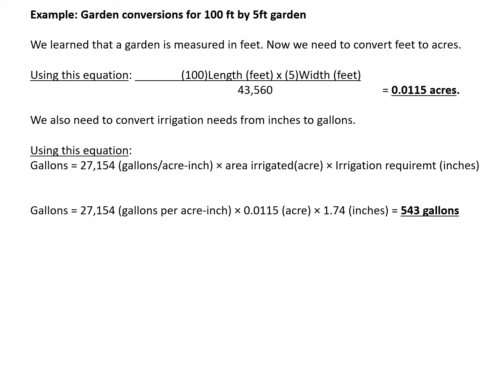So we need to convert irrigation needs from inches to gallons. So we use this equation. I'm not going to go over the first one, we'll do the actual numbers. 27,154, that was figured for you. That's a given. Times the acres we have, which is 0.0115, times the irrigation requirement, which is 1.74 inches, equals 543 gallons.